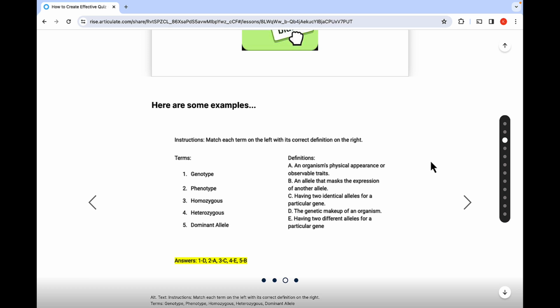Now we have matching. This is a matching of terms. Students would see the definitions as well as the terms and be able to match them based on their prior knowledge as well as knowledge learned in the module.